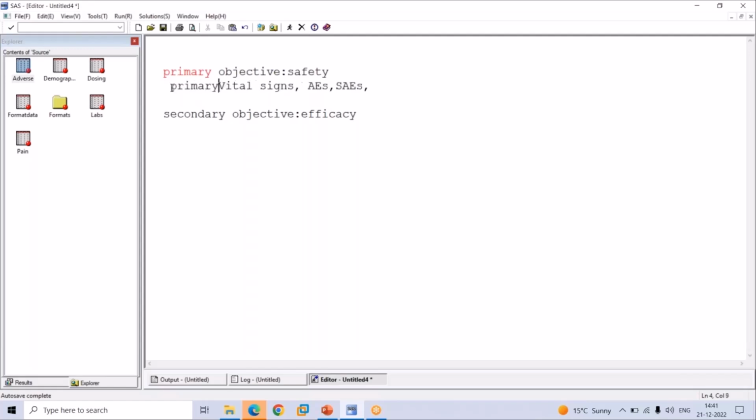So primary objective and primary endpoints will be given in the protocol. Objectives will be given in the protocol, and endpoints also will be given in the protocol. Okay. Let's say the secondary objective is efficacy. What will be the secondary endpoints?